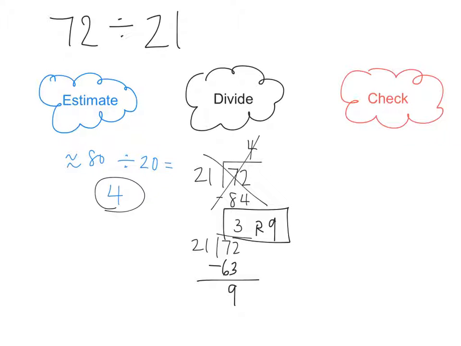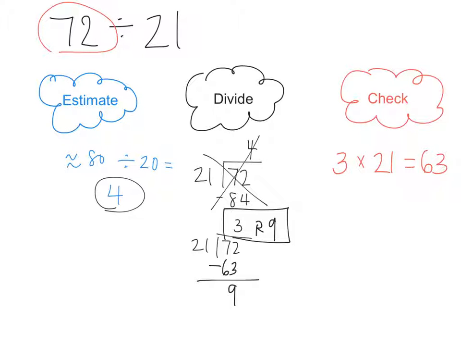But to be really sure, I need to check my work. So what could I do to check my work? I need to multiply what by what? Drew? 21 times 3. I need to multiply the whole part of my quotient, which is 3, by my divisor, which is 21. What's 3 times 21? 63. Wait, that's not my whole. I don't feel good about that yet.